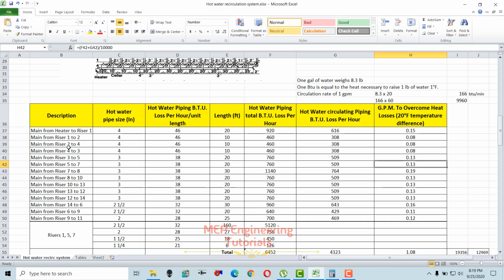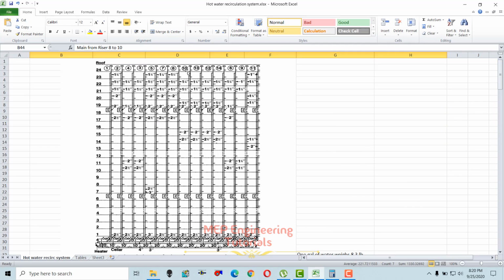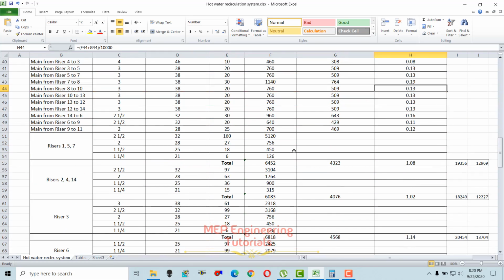So one by one you have to get these values over here in this column. For this one you just need to add hot water piping total BTUs plus recirculation piping BTUs divided by 10,000. You will get the GPM in here for that particular section of the pipe. So that means main from riser 8 to 10. This is our riser 8 and this is 10, and this is the main in here, horizontal pipe. So the GPM over here is 0.13 GPM, which we have right in here.